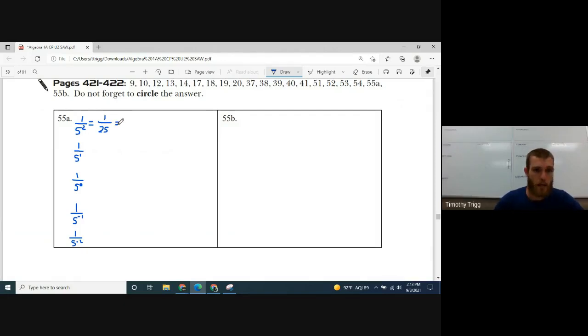Which I guess you could write. I think what they're looking for is this would be 5 to the power of negative 2. Let's go ahead and write it like that. I'm going to erase this. So you rewrite this as 5 to the power of negative 2.